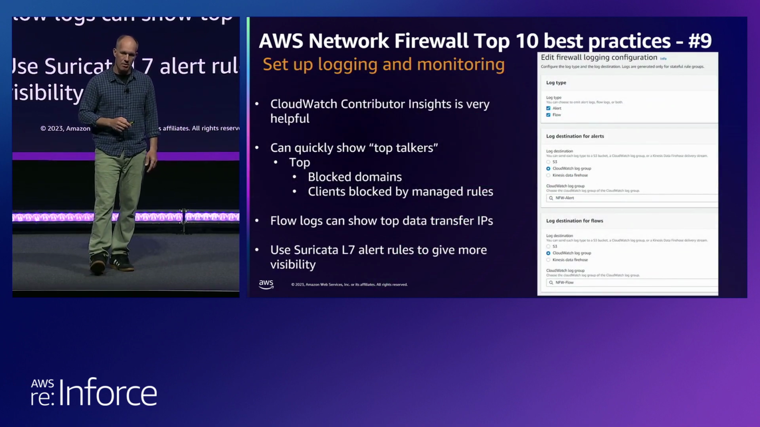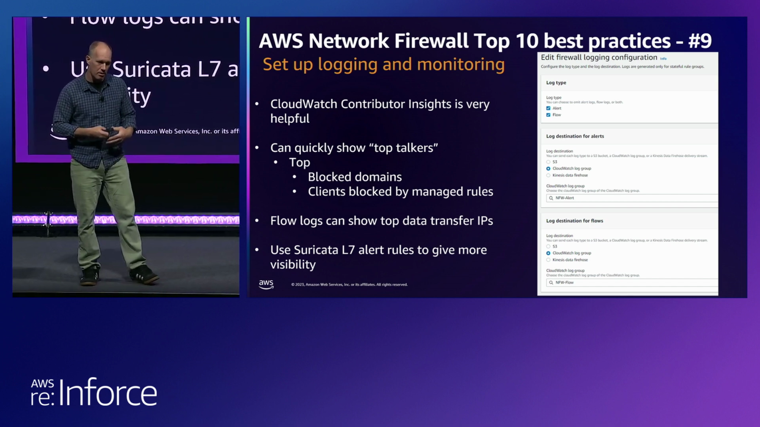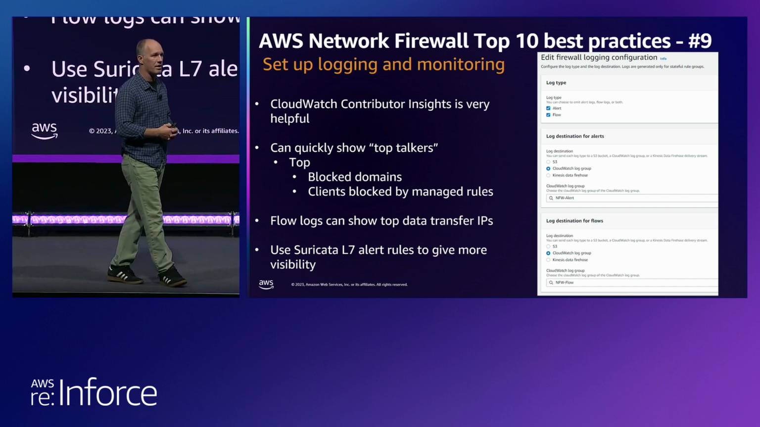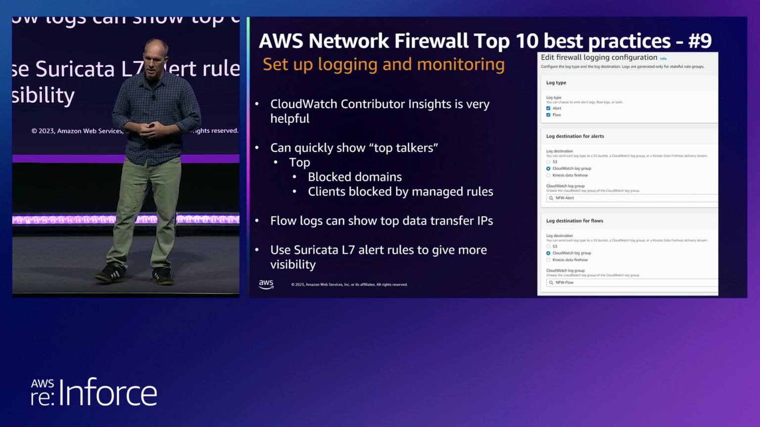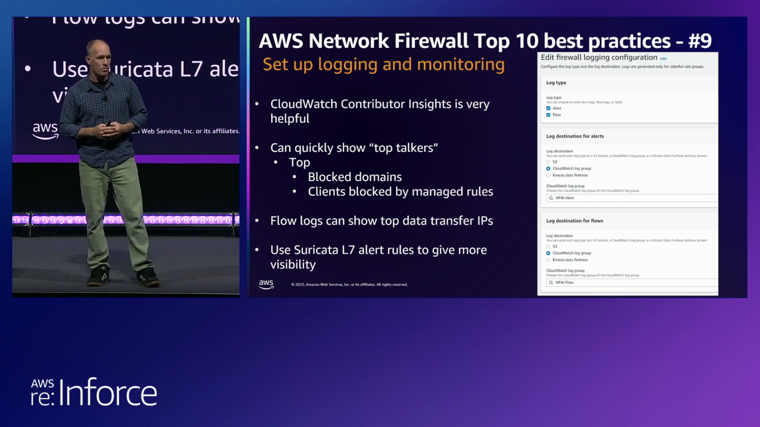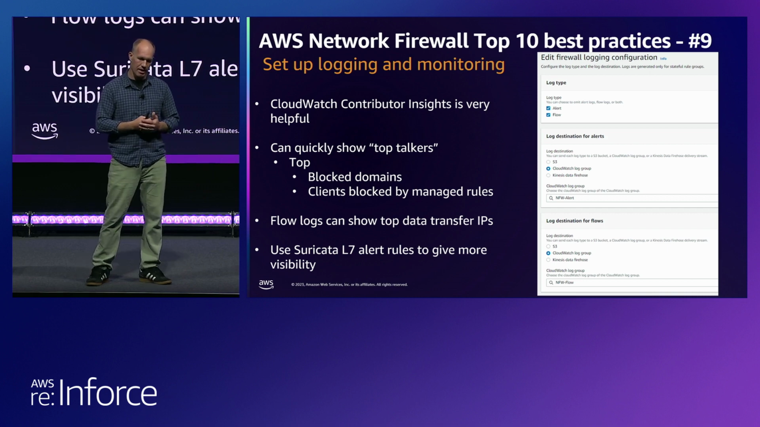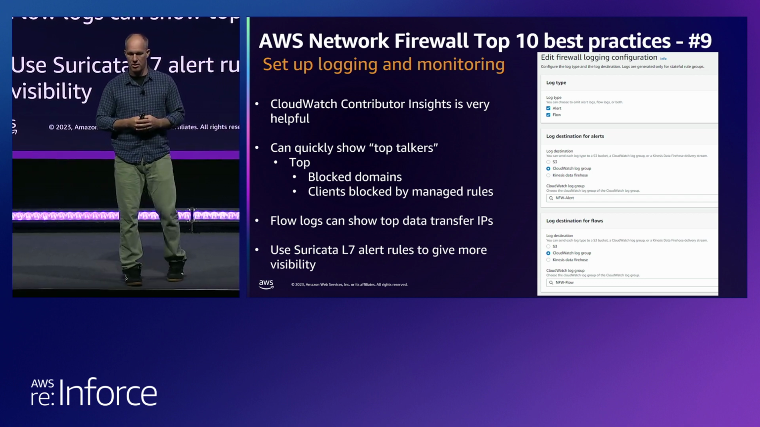All right, and then number 9 best practice is around logging and monitoring and helping you get full visibility and troubleshooting capabilities out of the firewall. Network Firewall has 2 different log types. It supports what we call alert logs, and this is really the information from Suricata, the IPS engine, all of the layer 7 attributes and the protocol detection that the Suricata engine can do. That's going to show up in your alert logs.